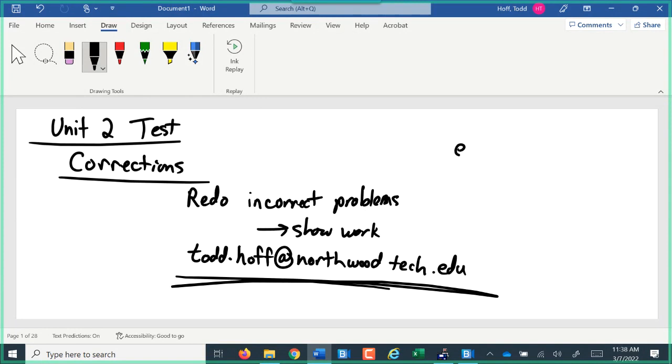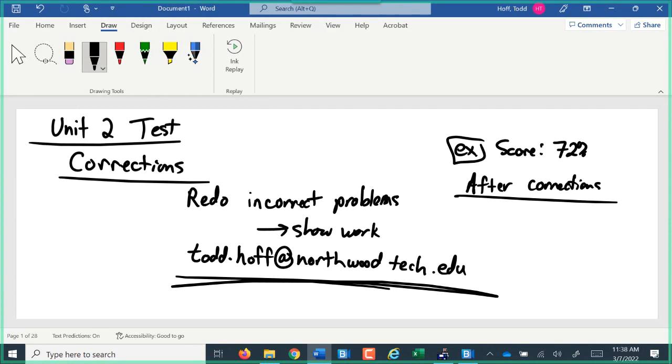Just for an example, let's say your score was a 72%. After corrections, that 72%, what is that, 28 would become an 86%. So it goes from being a D all the way up to being a B minus. So very important to do those corrections. Even if you've only missed a couple of points, redo those, get them back in by the end of the semester. Just a point or two could make a difference.